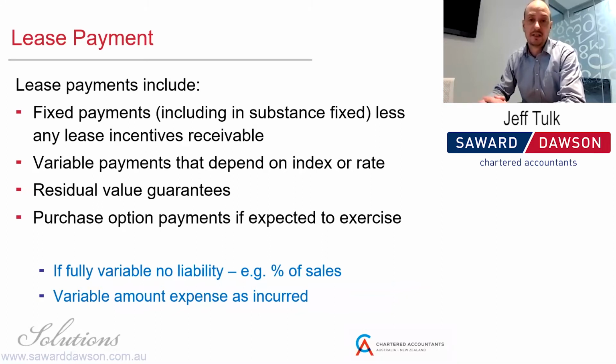Items that aren't included would be where your lease payment is fully variable. For example, many retail premises leases have a percentage of sales type calculation within them, where if you increase your sales above a threshold, additional lease payments are calculated. Because they are fully variable and do not relate to an index or rate, you would exclude those. Similarly, any other variable amount that doesn't depend on an index or rate, you expense as you incur it. So if you go over the sales threshold in a retail lease and there's an extra lease amount payable, you expense that as incurred.